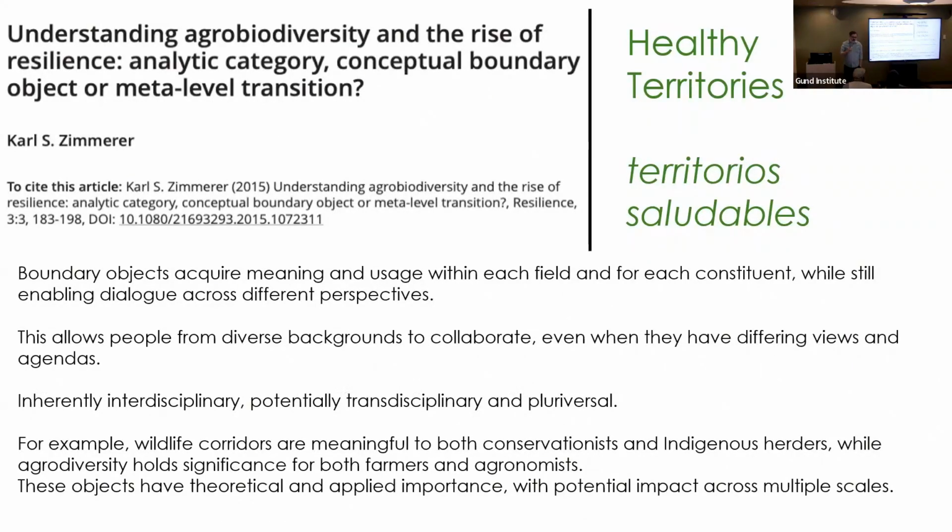Now, because we are in this sphere, in this realm of society, academia, where our ideas matter in order to achieve different things, there is this idea of boundary objects. One great example of a boundary object is wildlife corridors, because even though conservationists and indigenous herders might have different agendas and objectives, they can use that concept to work together. So that is the key.